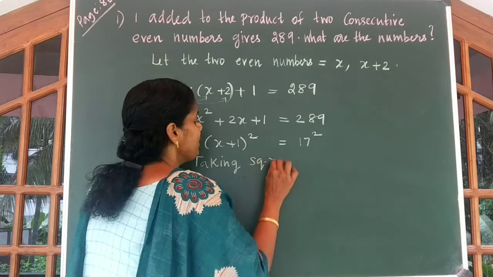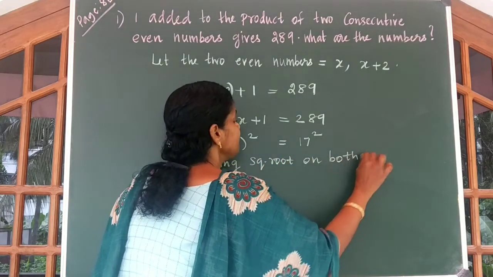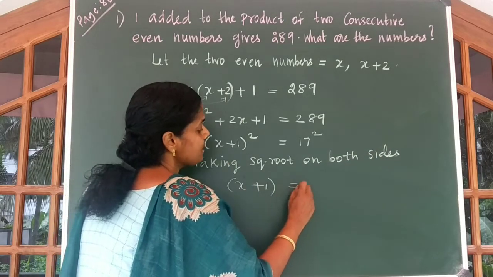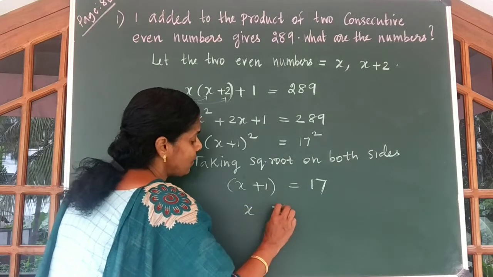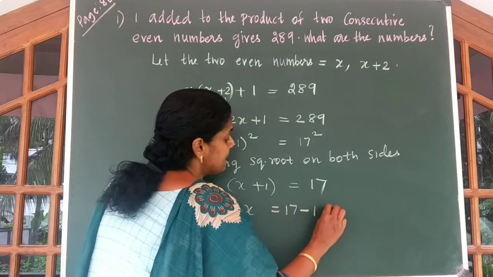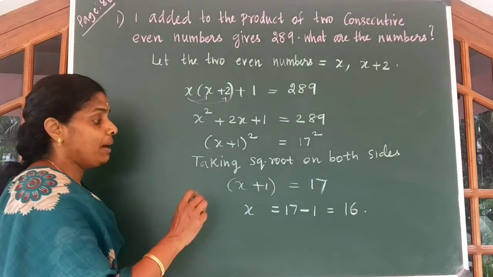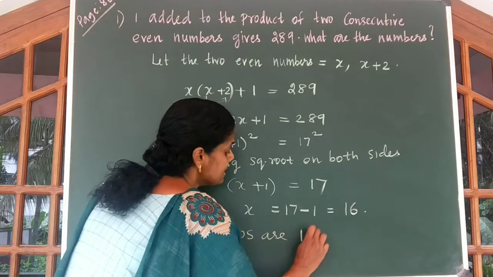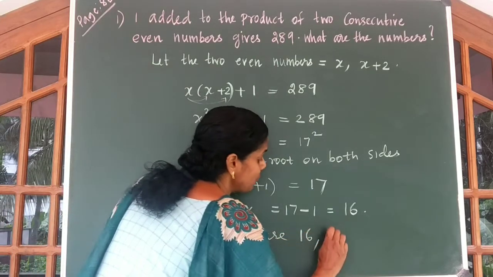Taking square root on both sides, you get x plus 1 is equal to 17, or otherwise x is equal to 17 minus 1, which is equal to 16. So the numbers are, we can say the two even numbers are 16 and the next even number 16 plus 2, 18.